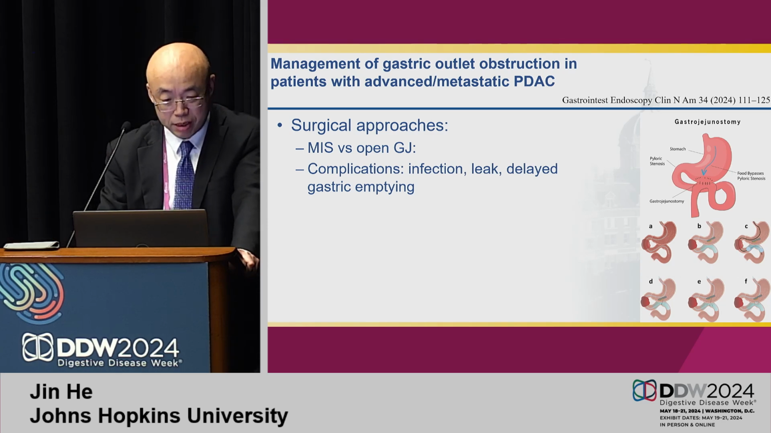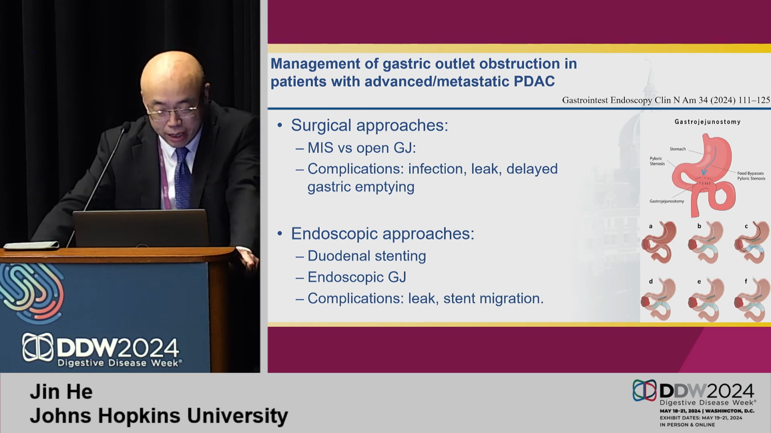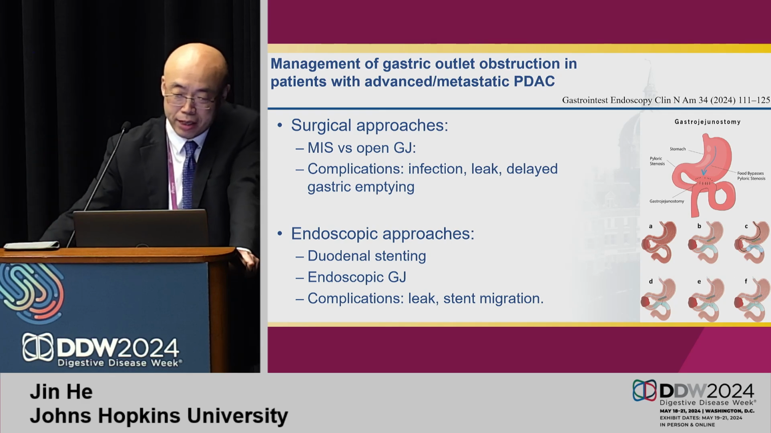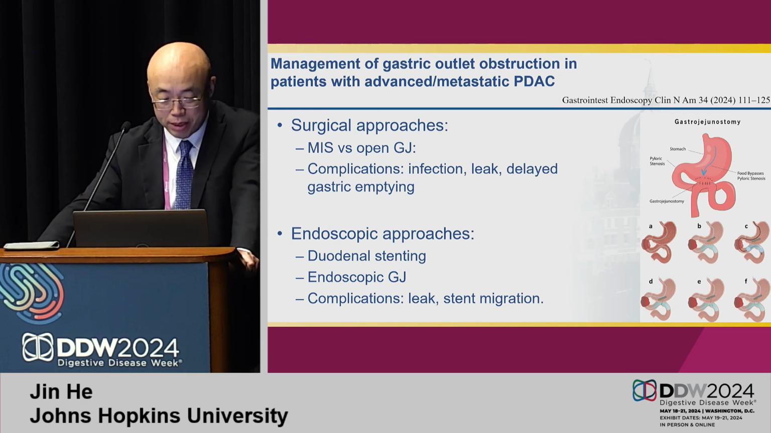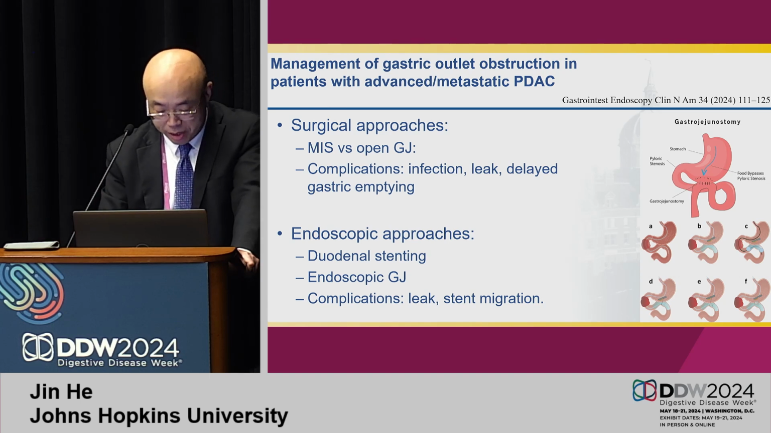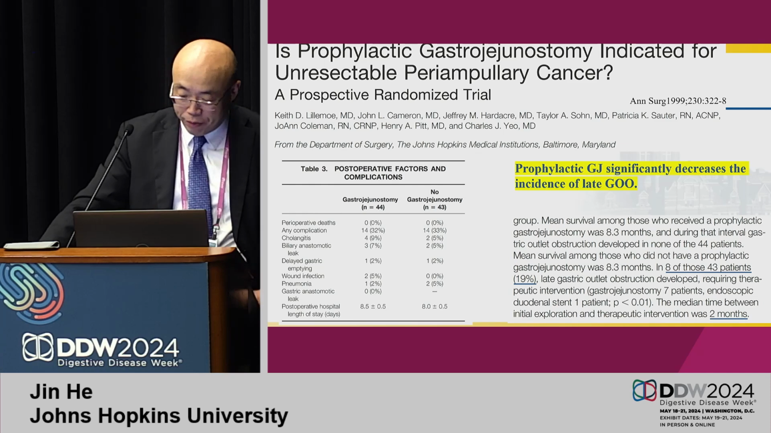laparoscopic gastrojejunostomy. For the endoscopic approach, as Dr. Ho has nicely presented to you all, there are many different approaches: duodenal stenting, endoscopic GJ, and those procedures can definitely be done safely in experienced hands, but also have the same potential complications, such as leakage and stent migration. So where are the data to support the different approaches?